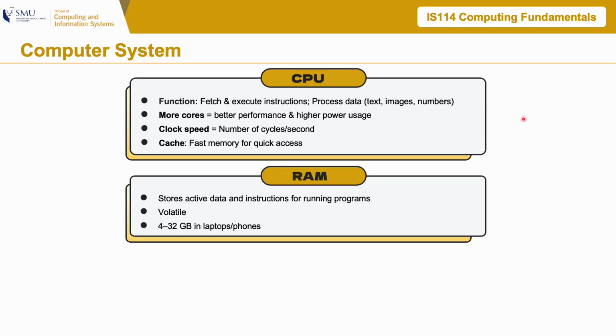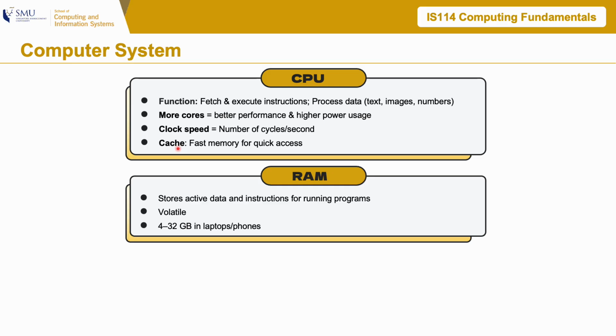The next key component is RAM, or Random Access Memory. RAM is like the computer's short-term working memory. Its job is to hold all the active data and instructions for running programs. Some of our students feel confused about the difference between cache and RAM. Cache is inside the CPU. It's smaller but super fast. RAM is outside the CPU. It's larger but slower for the CPU to read from and write to.